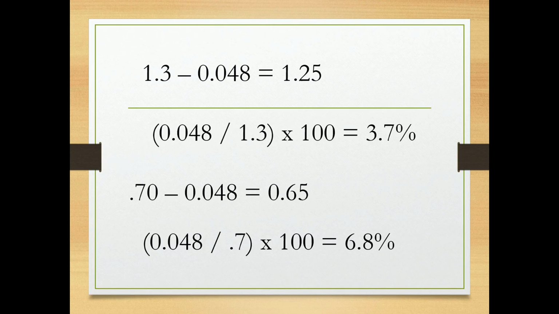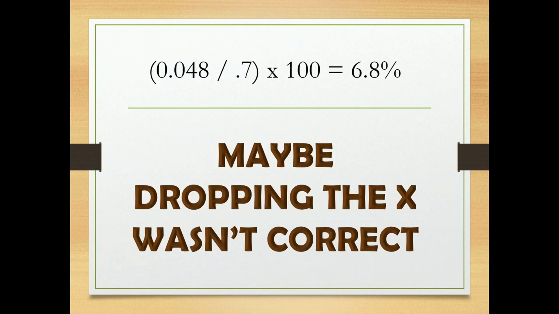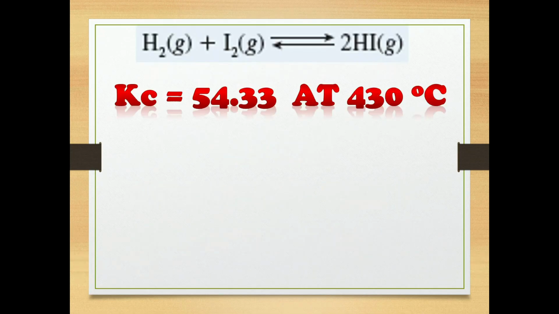We want, at all cost in a test, to avoid having to do a quadratic. Okay, this is H2 plus I2 goes to 2HI. If I start with initial concentrations of H2 and I2 that are equal, this should be a perfect square.